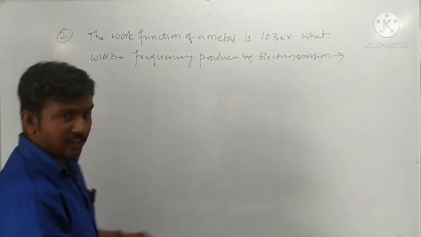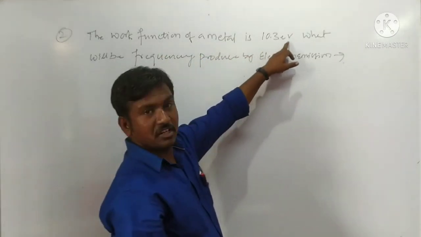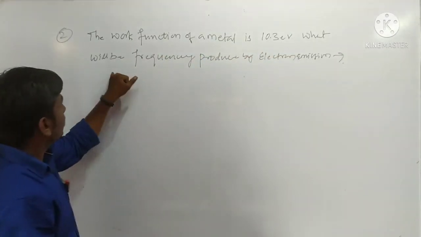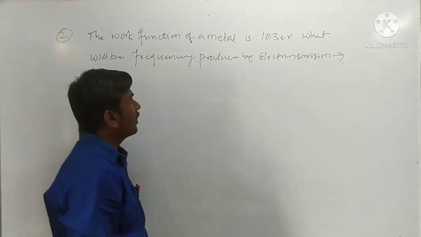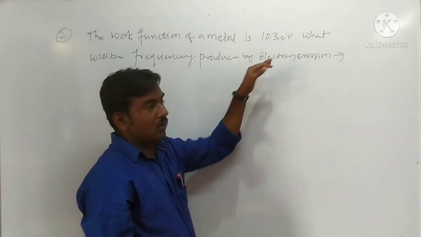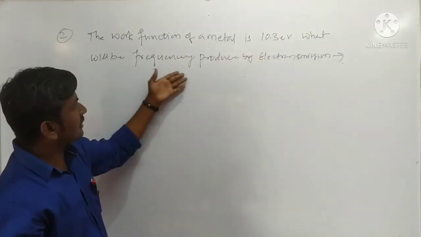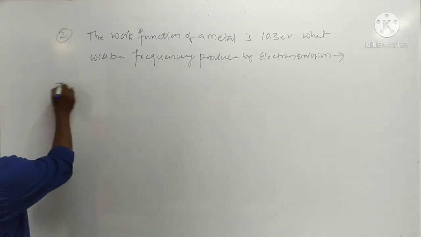Okay, look at question number 2. We have the work function of a metal as 10.3 electron volt. What will be the frequency produced by electron emission? So the work function of the metal is 10.3 electron volt, and we are asked what frequency is needed to emit the electron. So let me do the solution.